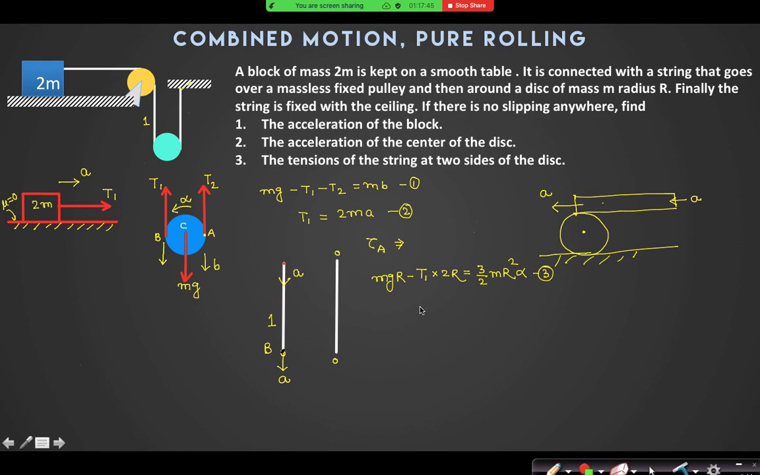Yes, sir. Now I can find another constraint equation. What constraint equation can I write? Can you tell me? Sir, A is equal to. You can write, sir. A is equal to. And what is the relation of A and B? You can tell me. Please wait, sir. I'm saying A.